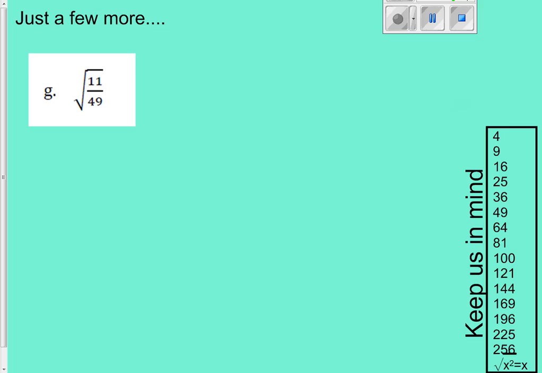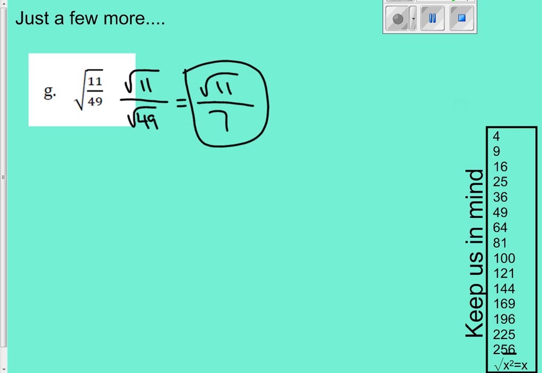All right, so take a look at this. Square root of 11 over square root of 49. So 11 over 49 doesn't do anything, so let's just split this apart. So square root of 11, that doesn't help me. Square root of 49 is 7. I can leave it with this because that's going to be simplified, technically. There's no square root in the bottom, and square root of 11 is as simple as I can get.